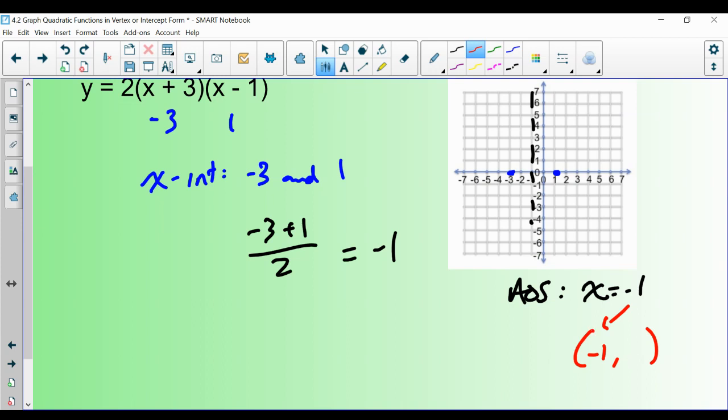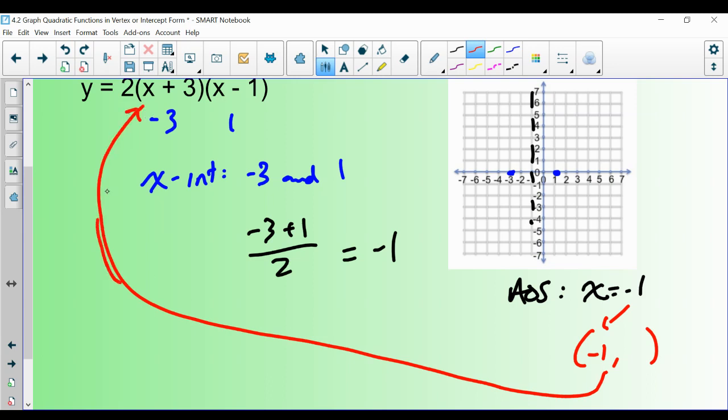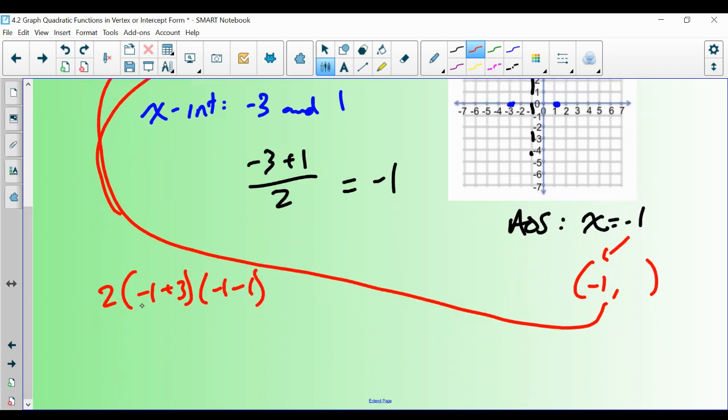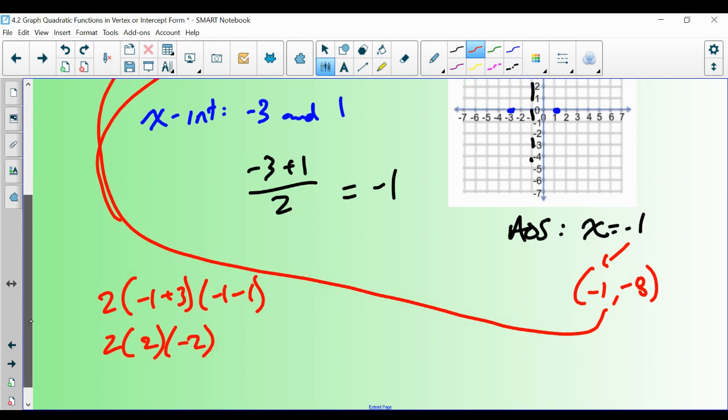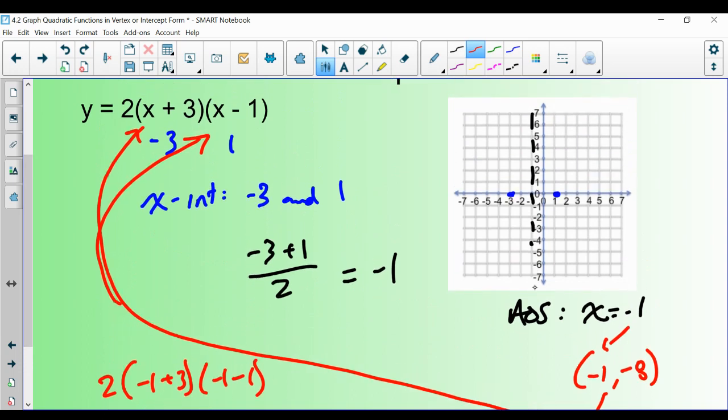How we can find that y value is by taking negative 1 and plugging that in for x. Okay, take negative 1, plug it in for x there and there. So when you do that, you'd have 2, negative 1 plus 3, and negative 1 minus 1. 2 times, that would be 2, and this would be negative 2. 2 times 2 is 4, times negative 2 is negative 8. So our vertex exists at negative 1, negative 8. That would be right about there.